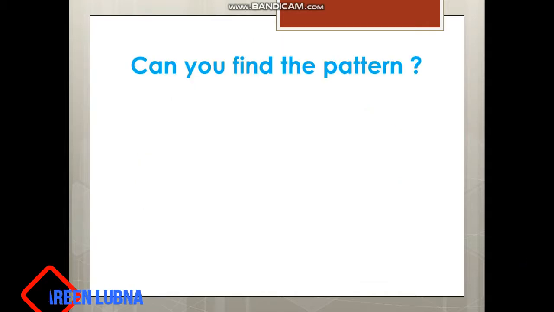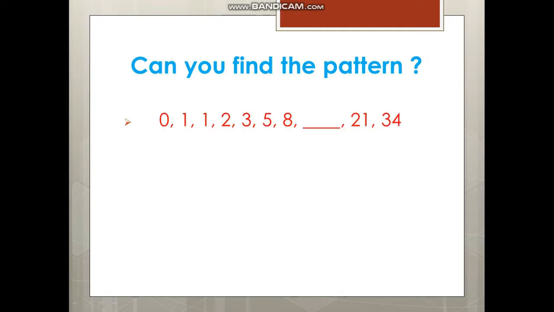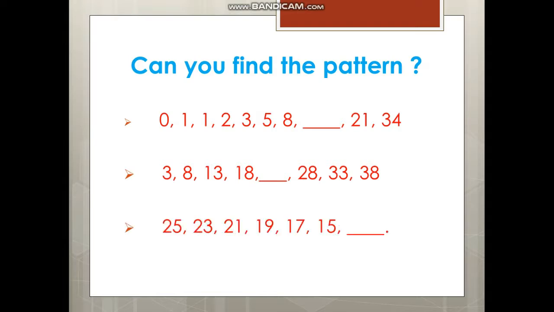Can you find the pattern? Here is a very short test for you. First example is this one, second example, and third example. What you have to do is find the missing numbers or missing pattern given in all 3 parts, or you can say in all 3 questions. Think about the number patterns we have discussed in this unit and try to solve all these 3 problems.